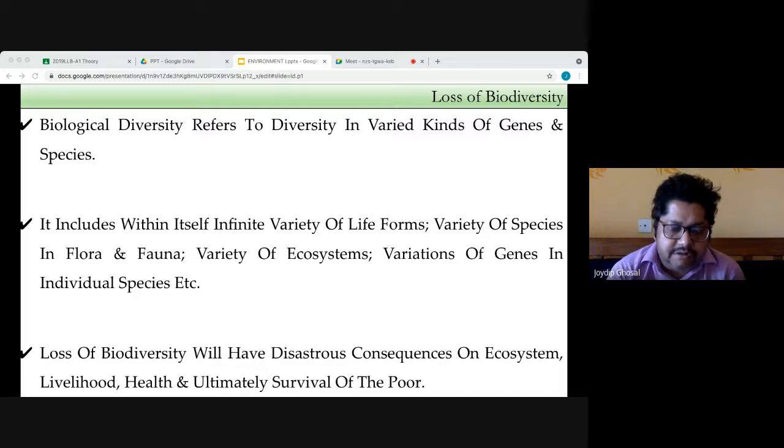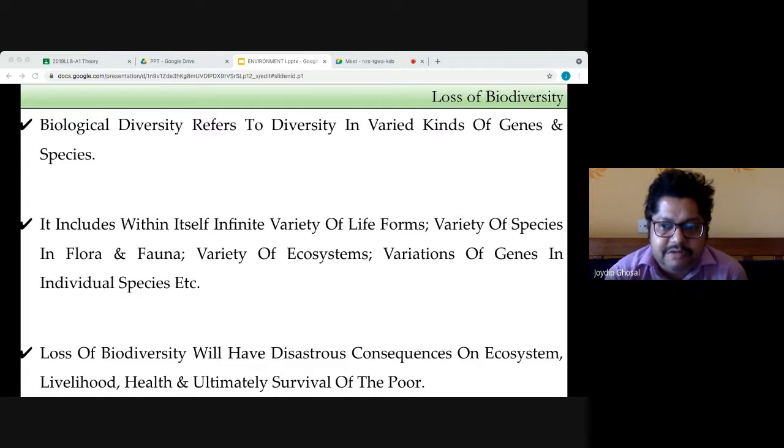So we know how much importance there is in biological diversity. If one of the species or organisms or genes is not found in the world, then definitely it will have its impact on the environment, and it will create problems for other living organisms and for mankind also.